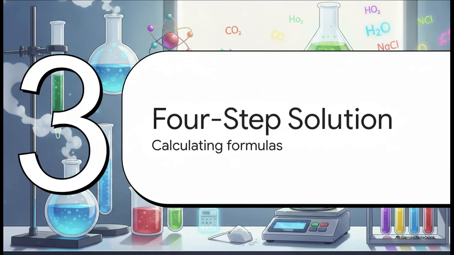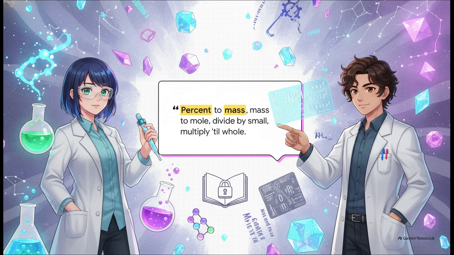Which brings us to part 3, the four-step solution. Okay, so the million-dollar question. How do we actually calculate this simplest ratio from raw, messy lab data? Well, we use the ultimate chemist's cheat code. It's a 4-step rhyme that makes the math impossible to forget. Ready? Percent to mass, mass to mole, divide by small, multiply till whole. Seriously, sear that into your brain. If you remember that rhyme, you can crack literally any empirical formula problem they throw at you.